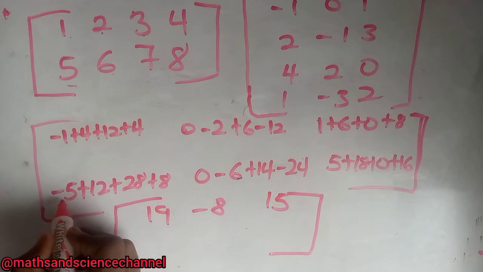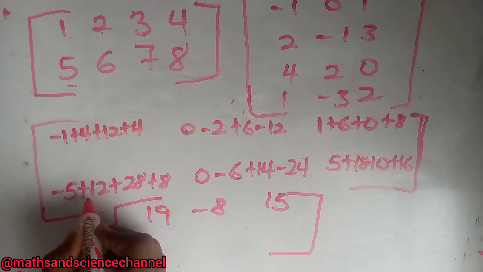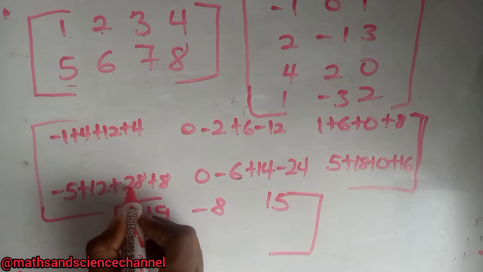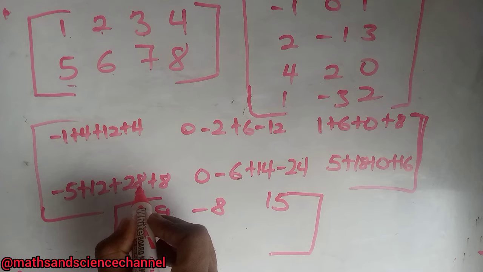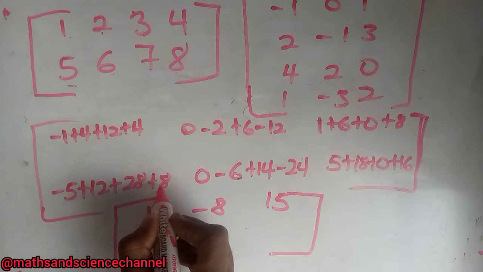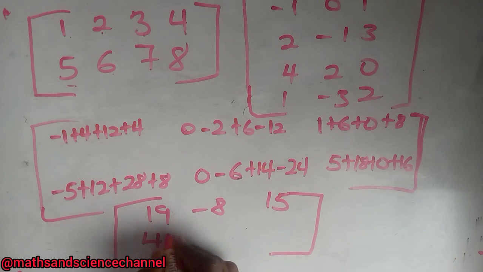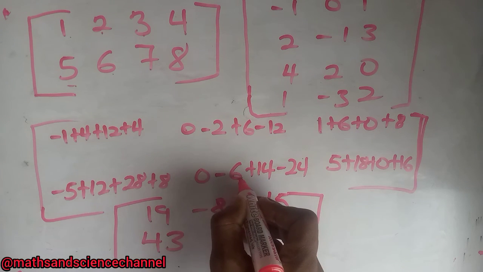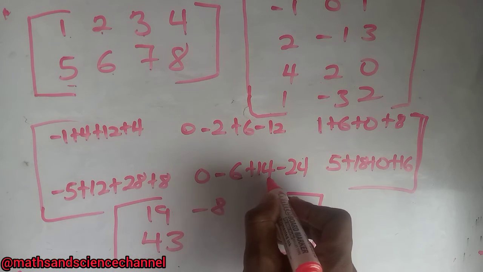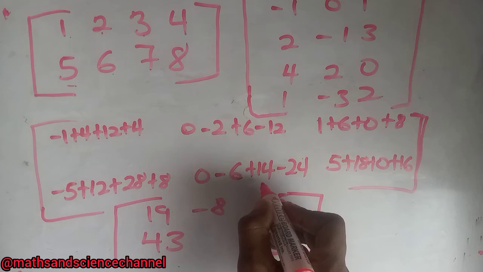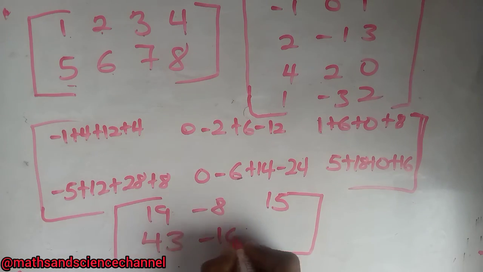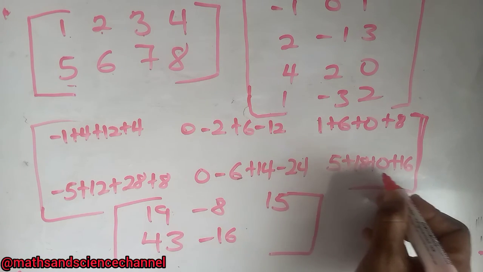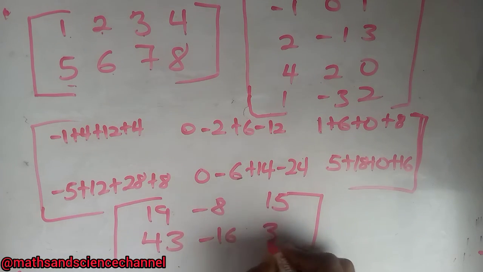Now let's look at this part. -5 plus 12 gives us +7. +7 plus 28 gives us 35, plus 8 here gives us 43. 0 minus 6 here gives us -6, plus 14 here gives us 8. 8 minus 24 here gives us -16. 5 plus 18 plus 0 plus 16 gives us 39.